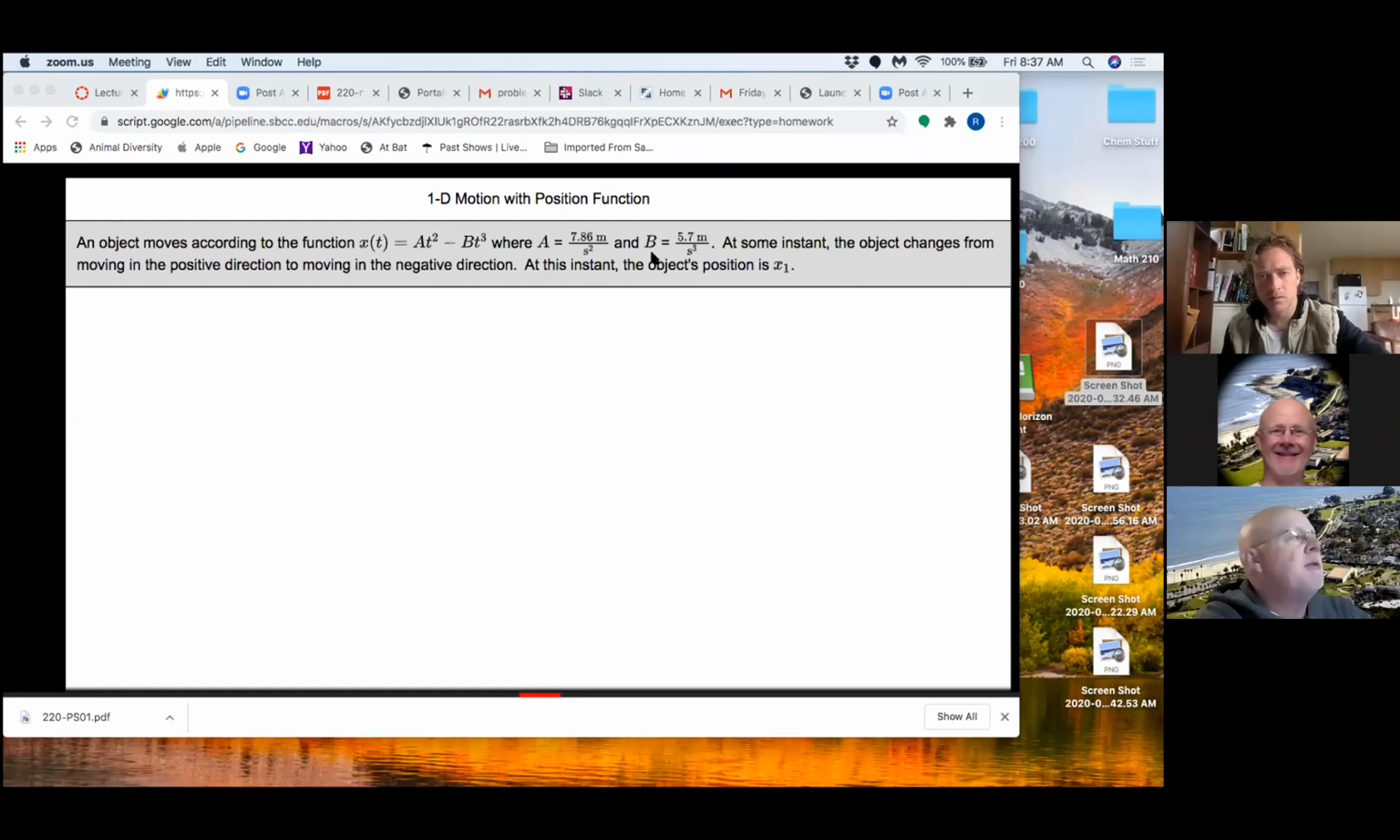At some point, the object changes from moving in the positive to the negative. At this instant, the object's position is x1. Okay, now I think I'm learning how to read these because there's not a question mark there, but you're trying to find this x1? Yeah, that's essentially how it usually goes.